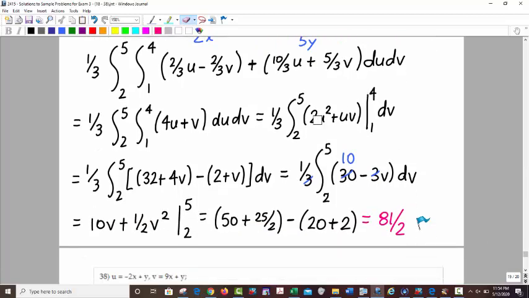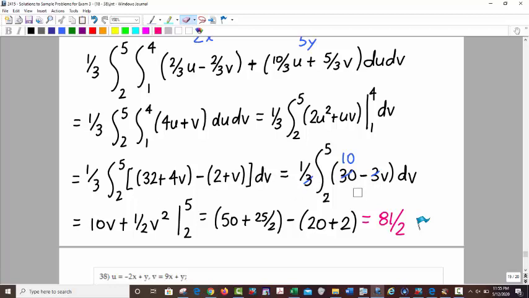So I put in 4 right here, I'll get 2 times 16, which is 32. Put in 4 here, I'll get 4v. Put in 1 for this one, 2 times u squared will be 2. Put in 1 for u, you'll get plus v. So then we can combine these together. I get 32 minus 2 is 30. 4v minus v is 3v.